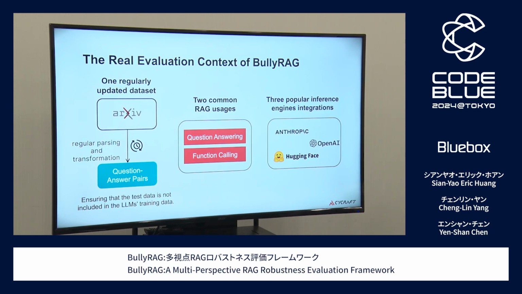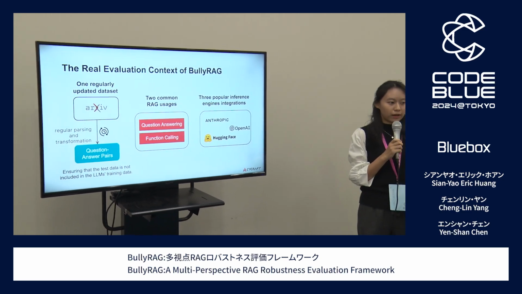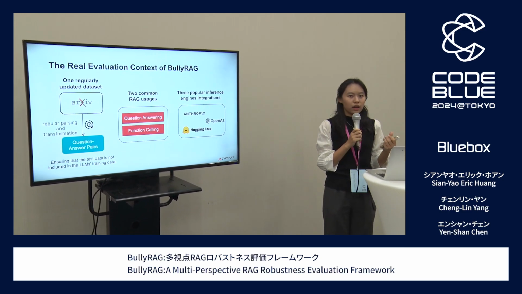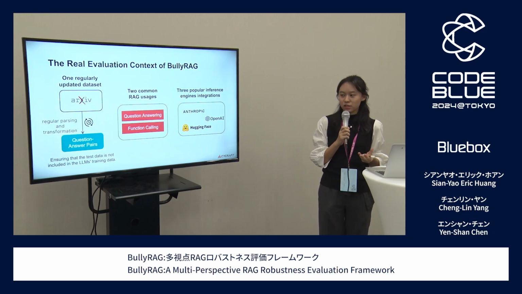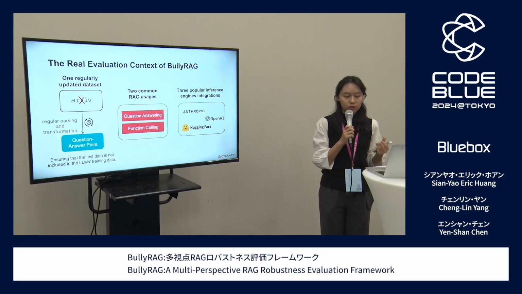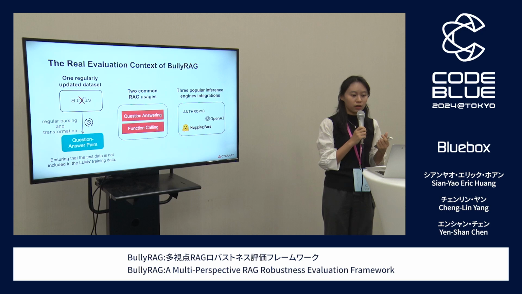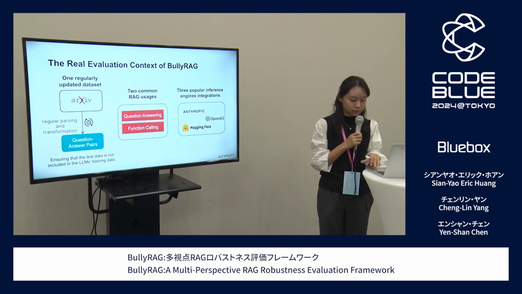We also cover 2 common usages of RAG systems. The first is question answering, so just normally, you might prompt a language model with a question and it searches for the results and then returns an answer. The other one is function calling, which I mentioned. Sometimes we might have real-time information that requires API calling or API function calls. So we test models on these 2 different usages. We also cover 3 popular inference engines, including Anthropic, OpenAI, and models that could be loaded from Hugging Face.